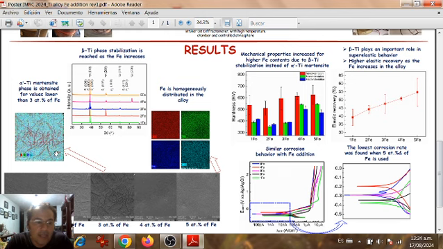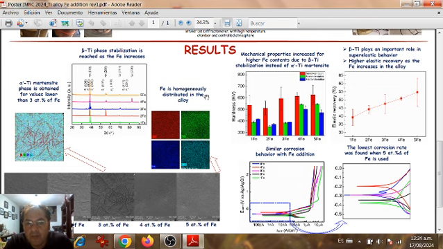We can notice that the needle-like shape observed in these 3 micrographs confirms the alpha prime phase, which is mainly composed of titanium, as we can notice from here. On the other hand, when we have 4 or 5% of iron, we obtain only a beta T phase. So we reach the stabilization of the beta T phase, and we notice that all the elements are homogeneously distributed.